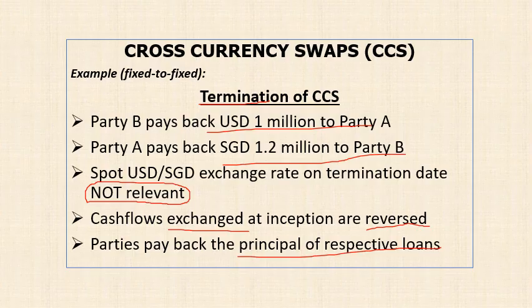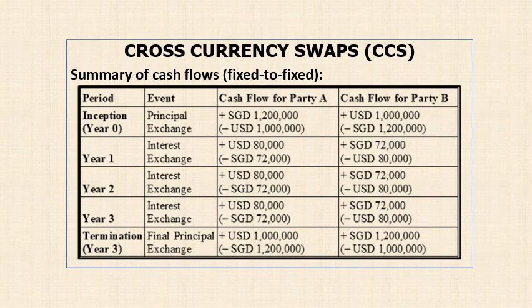The cash flows are as follows. At inception, we can see the principal exchanged. Party A receives Singapore dollar 1.2 million from Party B and pays USD 1 million to Party B. Year 1, the interest exchange is 80,000 US dollars. It will be received by Party A from Party B, and Singapore dollar 72,000 will be paid by Party A to Party B. This will continue for 3 years, and at the end, the initial principal exchange will be reversed. Party A will receive USD 1 million from Party B and pay Singapore dollar 1.2 million to Party B.